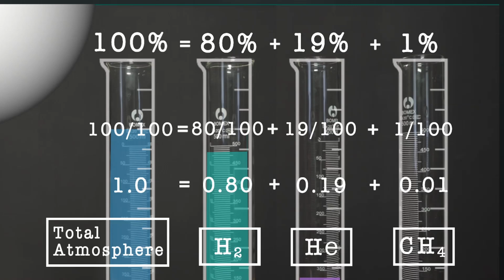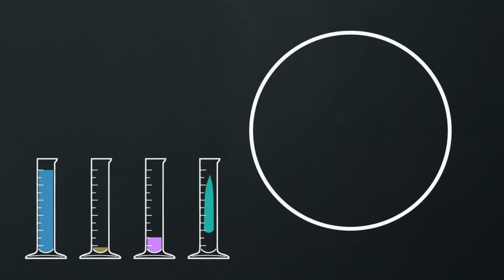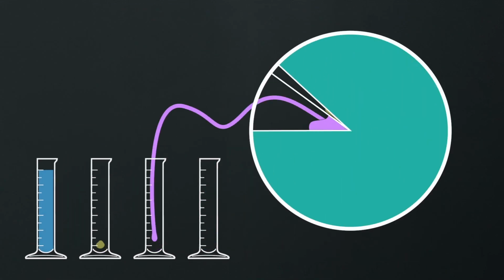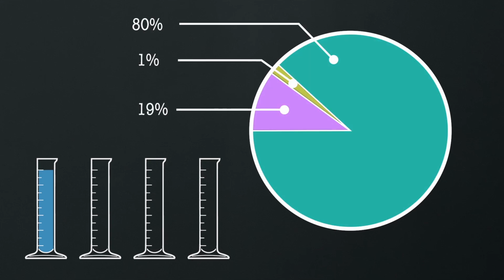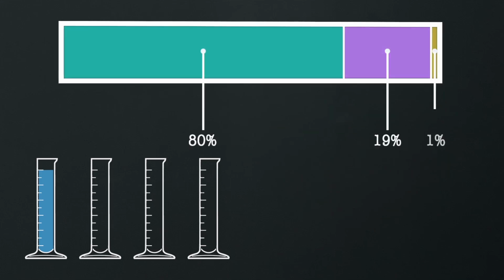If pictures are easier, you can represent Neptune's atmosphere with a graph, like a circle graph, where each wedge of the circle represents a part. Or if you like rectangles more than circles, you can draw a rectangle with sections that add up to the whole rectangle.